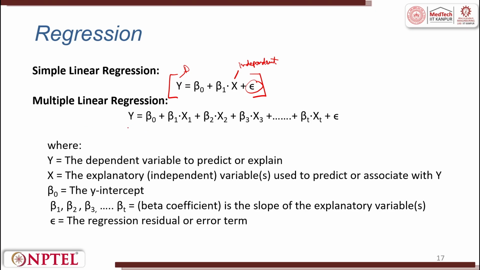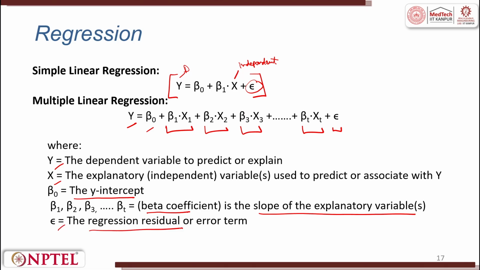Multiple linear regression: y is equal to beta naught plus beta 1 x1, beta 2 x2, beta 3 x3, and so on up to beta t xt, plus error. All these variables have their coefficients along, that is beta 1, beta 2, beta 3, and so on up to beta t are beta coefficients. It is the slope of the explanatory variables. Beta naught is the y-intercept, that is, at least this value would be there. The explanatory independent variables used to predict are x, y is the dependent variable. Epsilon I have also given, it is the regression residual or error term.